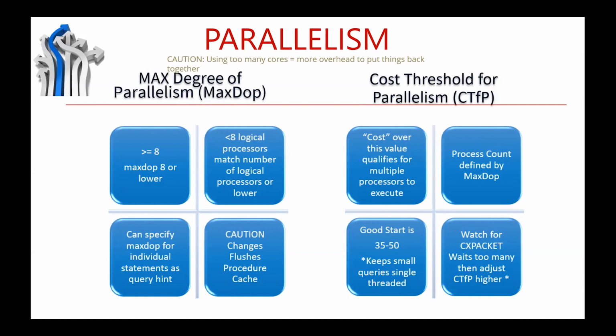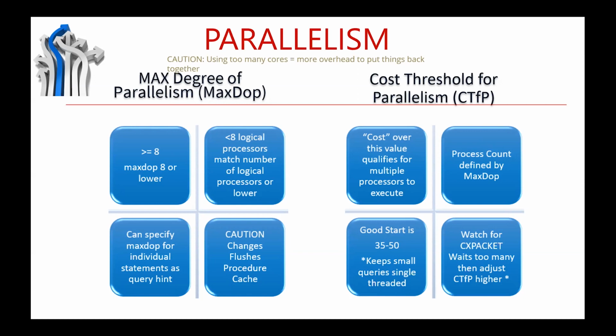So this is something you do not want to do midday, and you want to keep that in mind. Now the cost threshold, I like to set a good start at 35 to 50. That means I've got to get a cost of 35 to 50 in order for my execution plan to go parallel, meaning it's going to use more threads and then come back together.